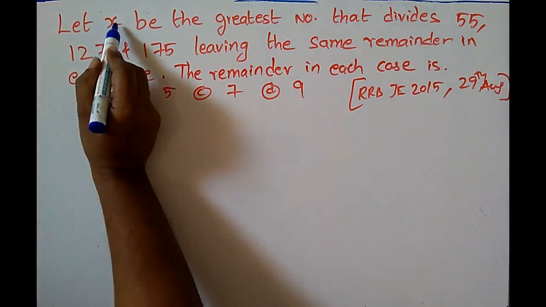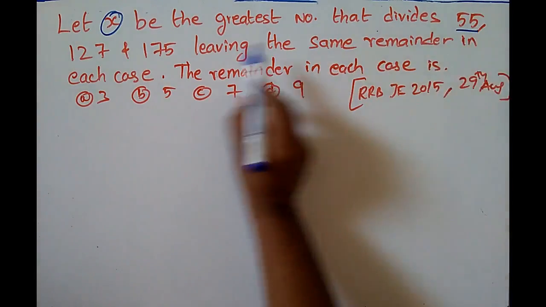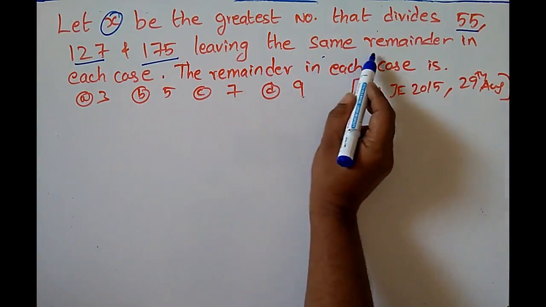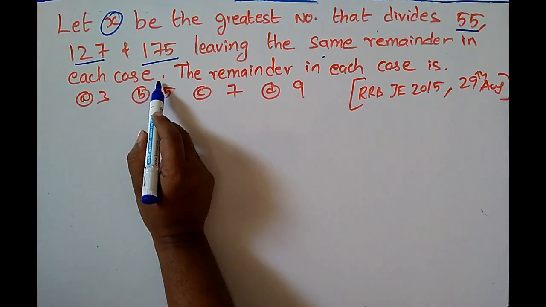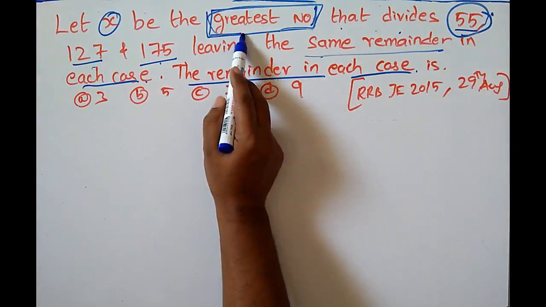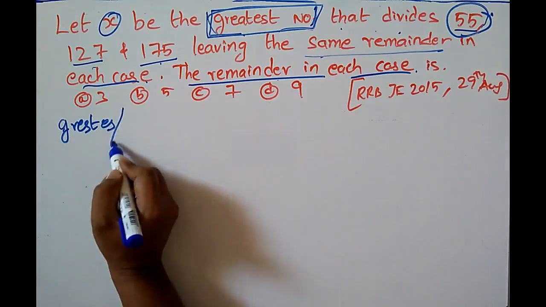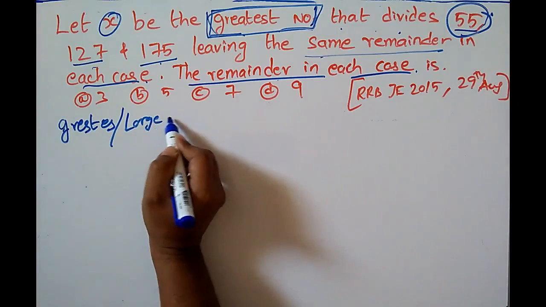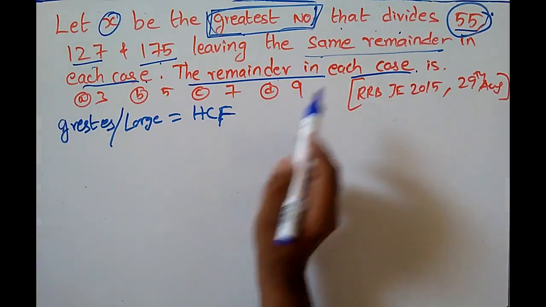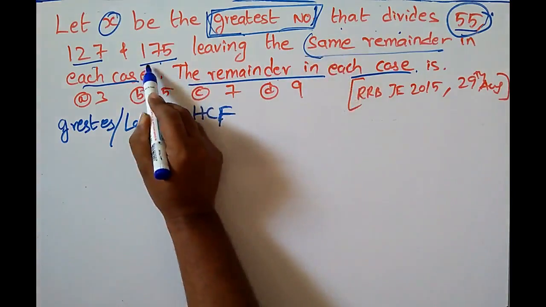Let x be the greatest number that divides 55, 127 and 175, leaving the same remainder in each case. Wherever we get the terminology like greatest number or largest number, we have to find the HCF, highest common factor. Here numbers are given but the remainders are not given. They have said that the remainders were the same.